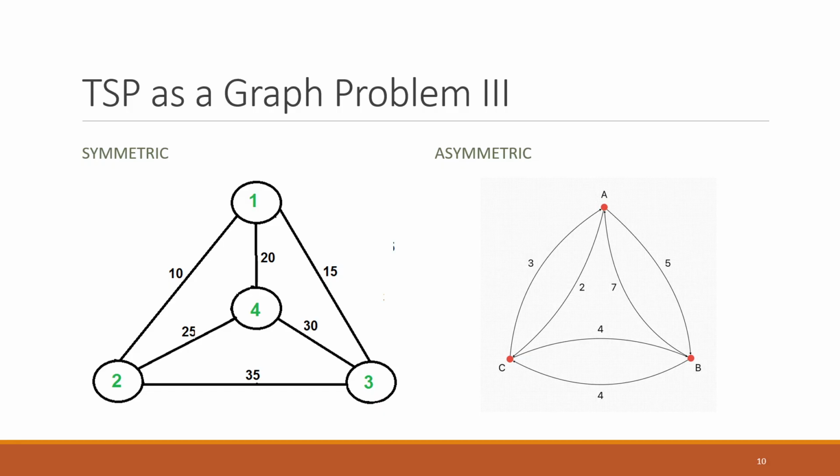So here are some visuals to show the difference in symmetric versus asymmetric TSP. Notice that in symmetric, each pair of vertices has one edge between them. In an asymmetric, we can have multiple edges, and we use a directed graph to represent asymmetric TSP.